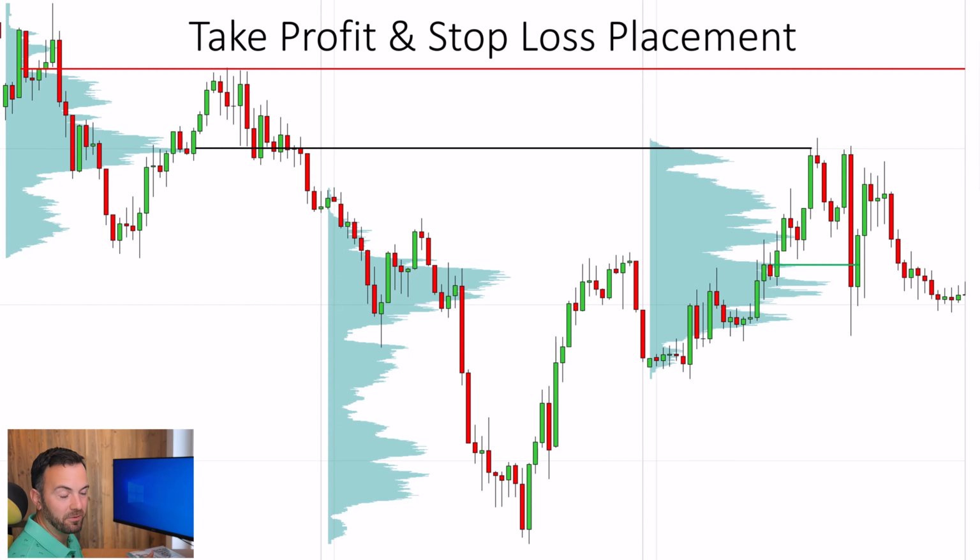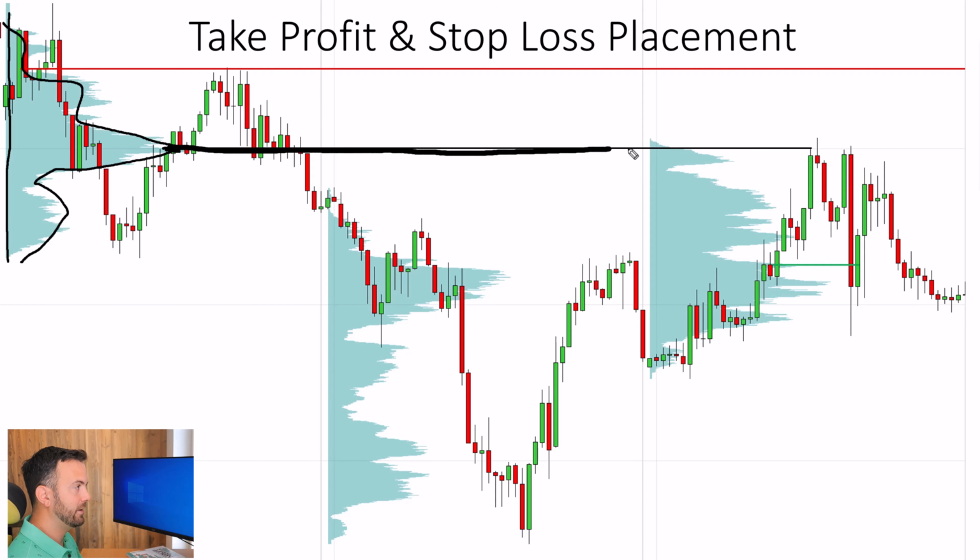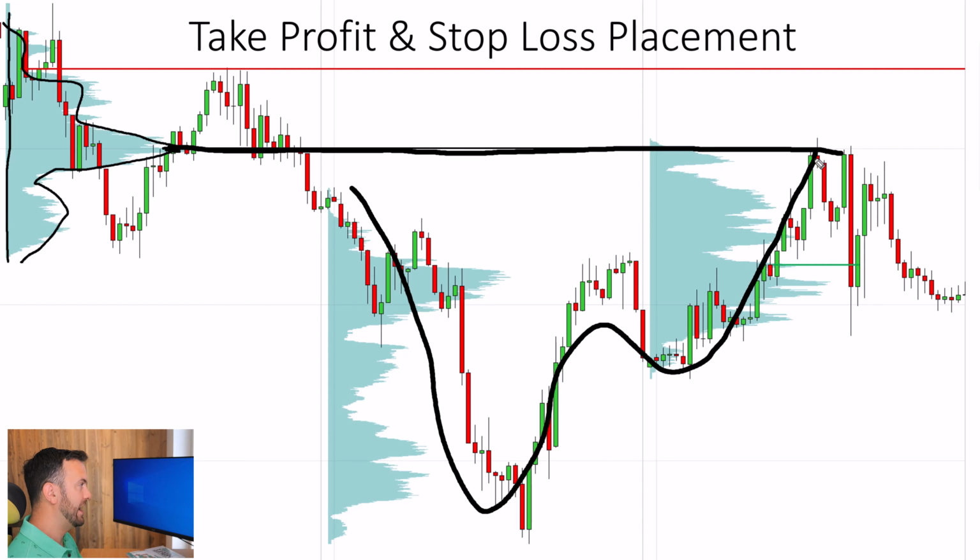Now, talking about take profit, we also need to cover take profit and stop loss placement for our strategy, right? So the rules are very simple. Let me show you. Take a look at this profile. This is the point of control. So again, what you do, according to the strategy, you print a line here on the chart, wait for the pullback, and when the price hits the level, then you go short, right?